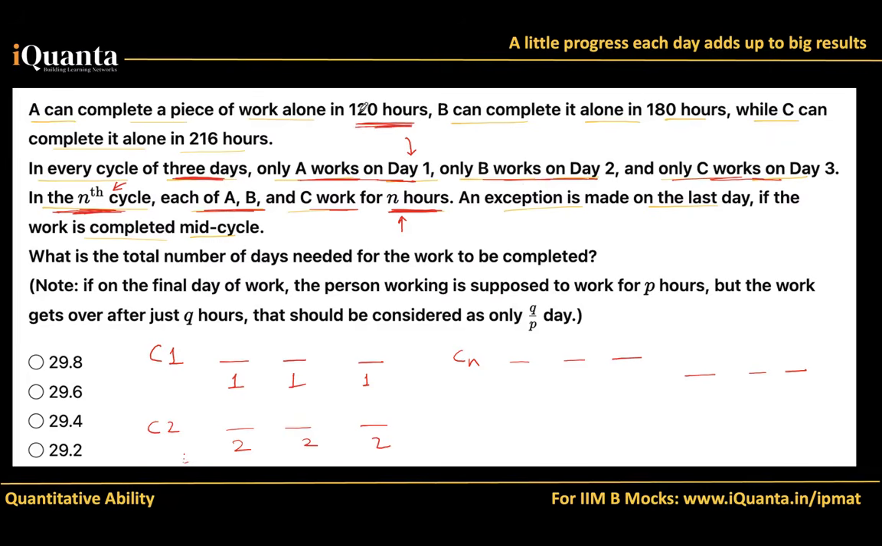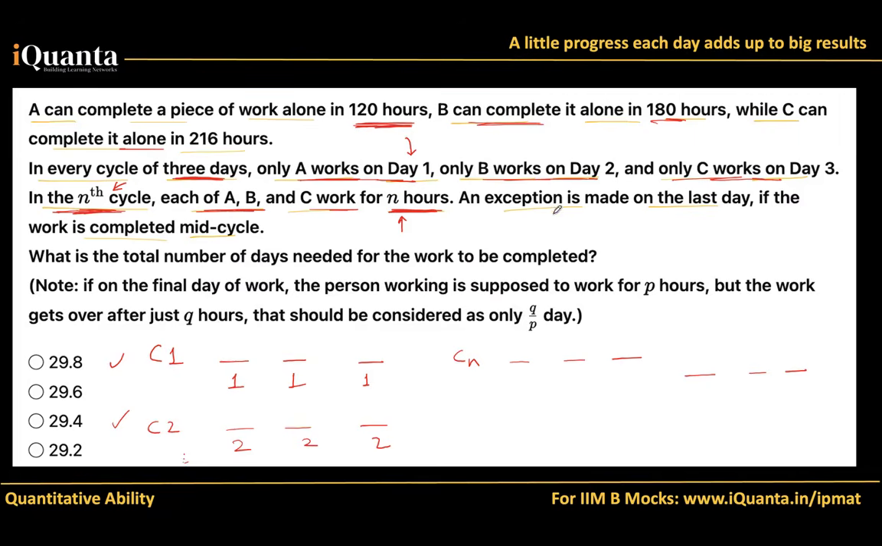We have been given that they do this particular work alone in 120 hours, right? A can complete it alone in 120 hours, B can complete it alone in 180 hours, while C can complete it alone in 216 hours. So accordingly, we'll distribute their work in these three initial days of cycle 1, then next 3 days of cycle 2, and similarly till cycle n. So this was a catch over here that in cycle 1, all 3 days they are working for 1 hour. Cycle 2, every day they're working for 2 hours, and so on.